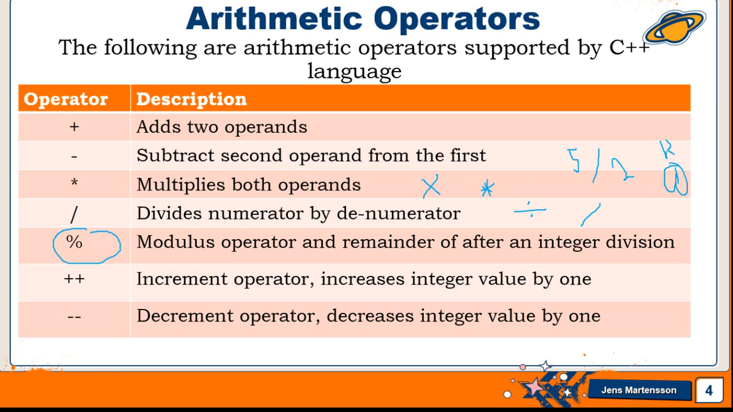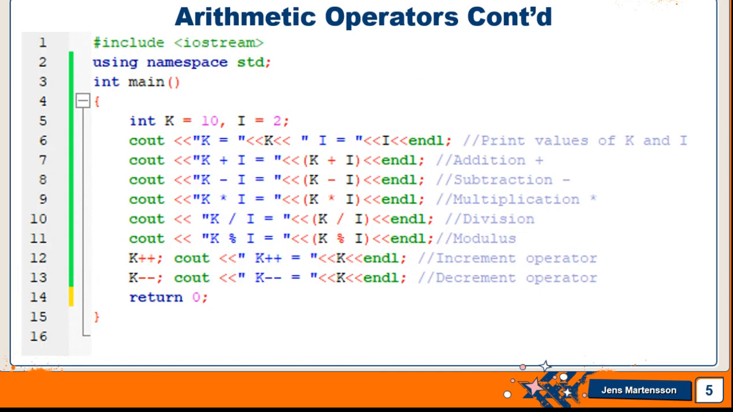Then we have the increment operator, plus plus. What it stands for is that it increases an integer value by 1. So if we have c equal to 5 and I write c plus plus, it means c is now equal to 5 plus 1. Are you following? And the decrement operator decreases an integer value by 1. So it's the vice versa of the increment operator.